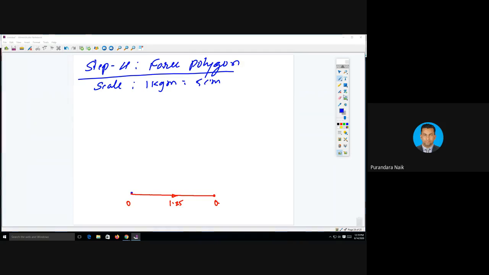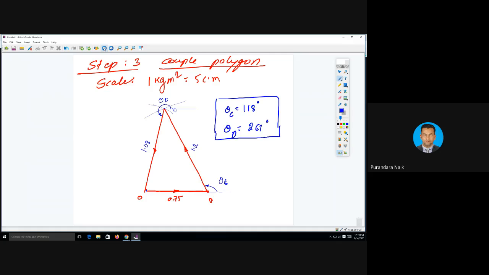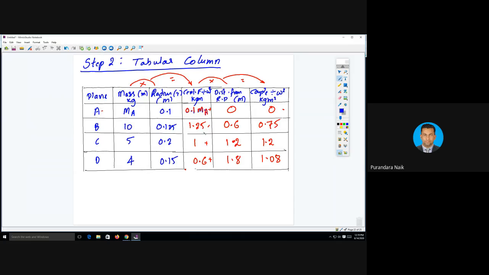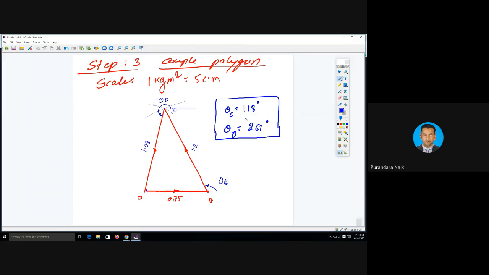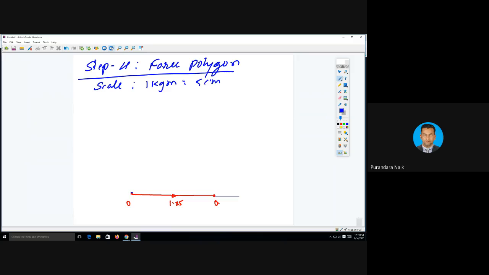After this, you need to draw the reference line, the 0 degree line, at point A. Next, mass C is 1, which means 5 centimeter. The angle of C is 118, see the couple polygon. You take the angle as 118 on the protractor, somewhere here. Length is 5 centimeter.